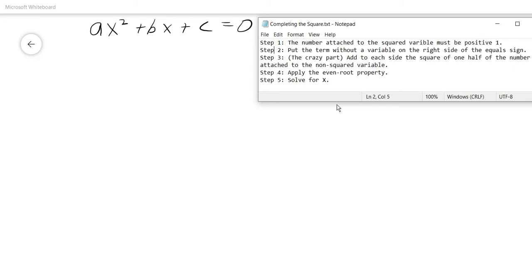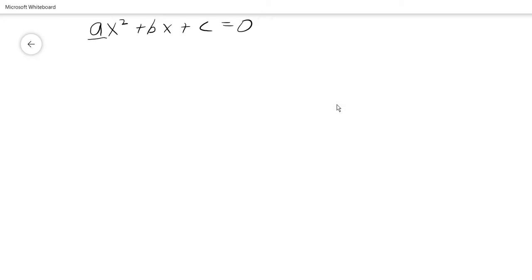All right, the number in front of the squared variable must be a +1. The number in front of the squared variable is letter A. It's not a +1. The way to turn anything into a +1 is just divide that thing by itself. But if we divide something in an equation by something, we have to divide everything by that same thing. Here, anything divided by itself is 1. 1 times x squared is x squared.